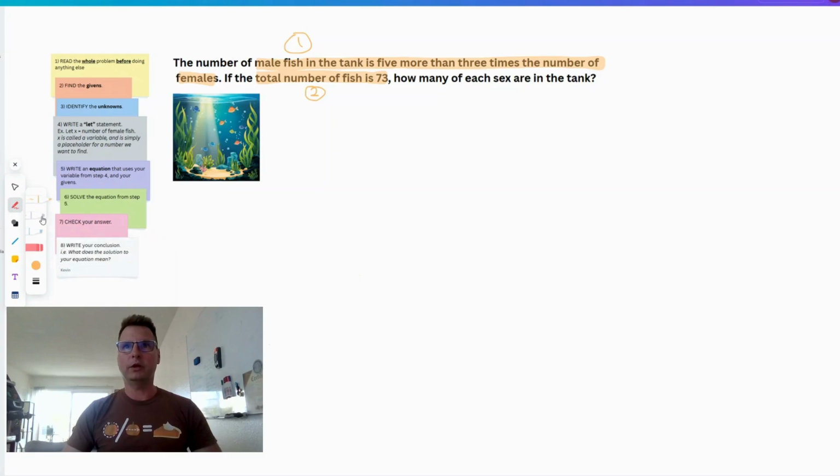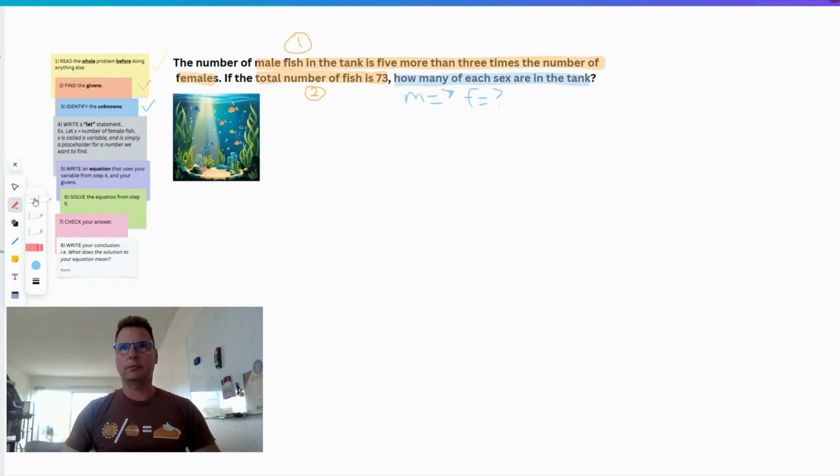Well, before we do that, let's get some momentum here and check off our other steps. Feels good, doesn't it? So I might have already given it away, but what do you think the unknowns here are? How many of each sex in the tank, right? So in other words, how many males and how many females. So we're done. We identified in this word problem what we're looking for.